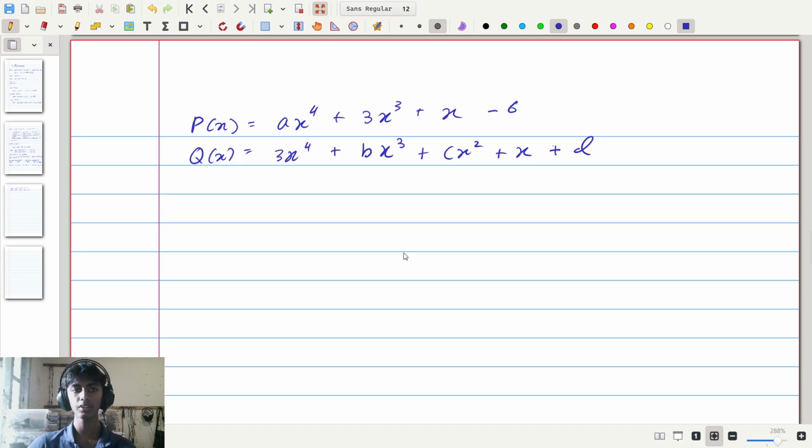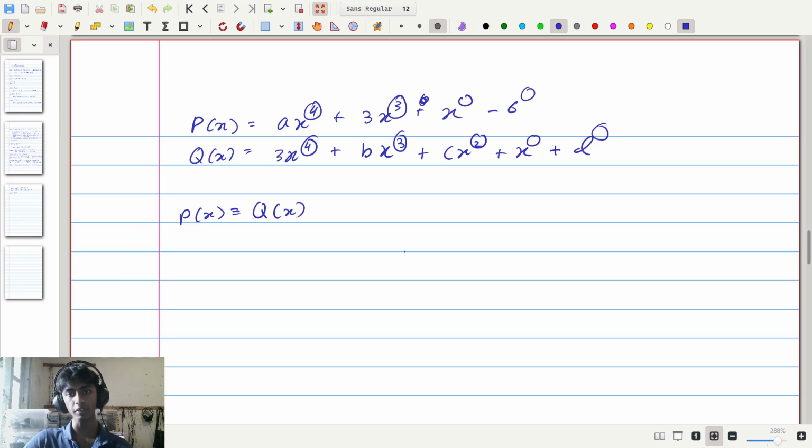If we know this, and we know that p(x) is exactly the same as or identical to q(x), then we can say, comparing the x powers of each of these polynomials, the coefficients of the fourth power of x need to be equal. The coefficients of the third powers of x need to be equal. The coefficient of the second powers of x, which in this case is non-existent, and here this need to be equal. The coefficients of the first powers of x need to be equal, and the coefficient of the zero powers of x need to be equal.